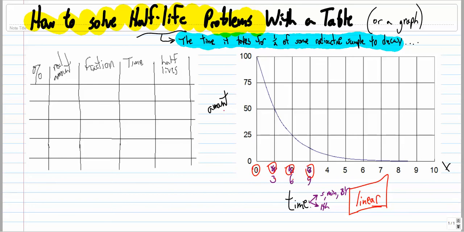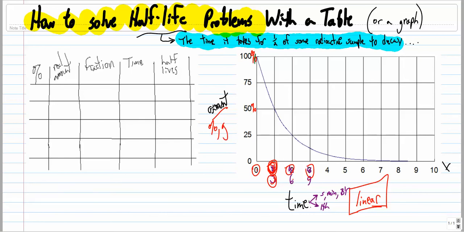So now let's talk about amount. Whoever made this video, they were thinking 100% here. So we could mark out amount in percent if we wanted to. And after 1 half-life, or 3 years, or whatever, if that's the half-life of the substance we're talking about, you'd go down to 50%. But you don't have to use percent. We could just as easily say you had a certain number of grams of something.